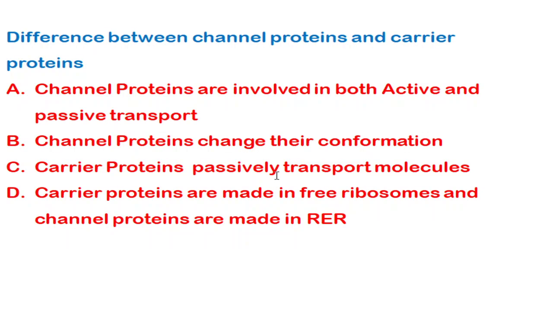Next, what is the difference between channel protein and carrier protein? The first option says channel proteins are involved in both active transport and passive transport. This is completely wrong because carrier proteins alone are involved in both active and passive transport. Next, channel proteins change their conformation. Absolutely wrong, because they form a channel, there is no need to change the conformation, whereas carrier proteins change their conformation between open state and closed state. Next, carrier proteins passively transport molecules. No, as I mentioned earlier, carrier proteins are involved in both active and passive transport. The last option is the correct answer for this question, which means carrier proteins will be made in free ribosomes, whereas channel proteins will be made in the rough endoplasmic reticulum.